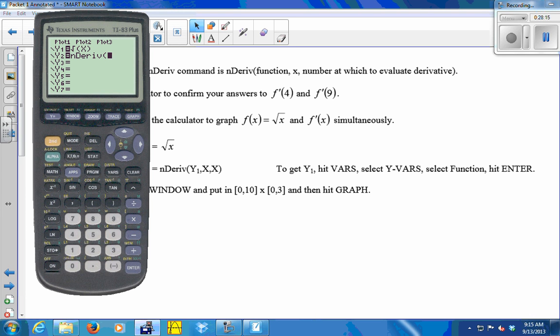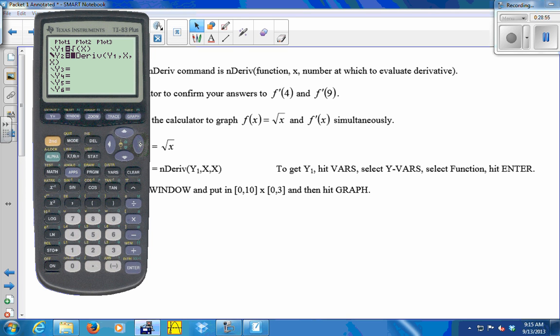Okay, so let's see. I want it to take nderiv of y1. So I do vars, y-vars, function y1. Then I do comma x, comma x. So I'm telling it that x is the independent variable, and I want it to evaluate at every x. So then I close the parentheses. And one little handy trick is that I'm going to have it graph the derivative in bold. If you highlight that little diagonal line next to y2 and press enter, it turns to a bold line. So this way you can tell which graph is which.